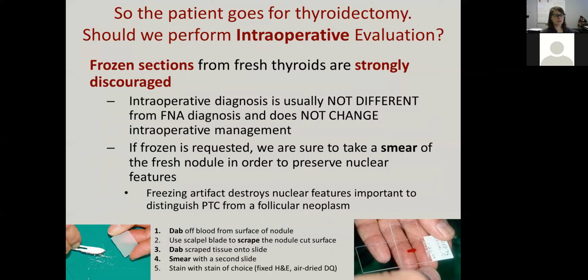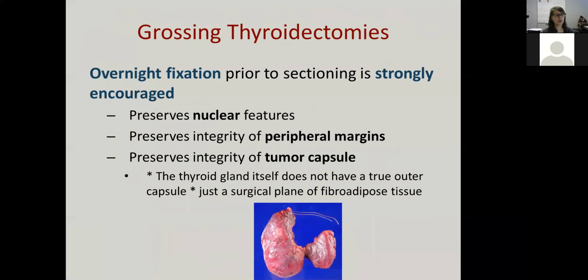Frozen sections are strongly discouraged because in most cases, they do not change or add any additional information from the FNA. A follicular neoplasm will remain a follicular neoplasm. We're not going to diagnose follicular carcinoma on frozen. And a papillary carcinoma will stay a papillary carcinoma in most cases. So we advocate not doing frozens on thyroids. Some surgeons out there still request it, but it hasn't been shown in multiple studies in multiple institutions to actually add any information. So we discourage it.